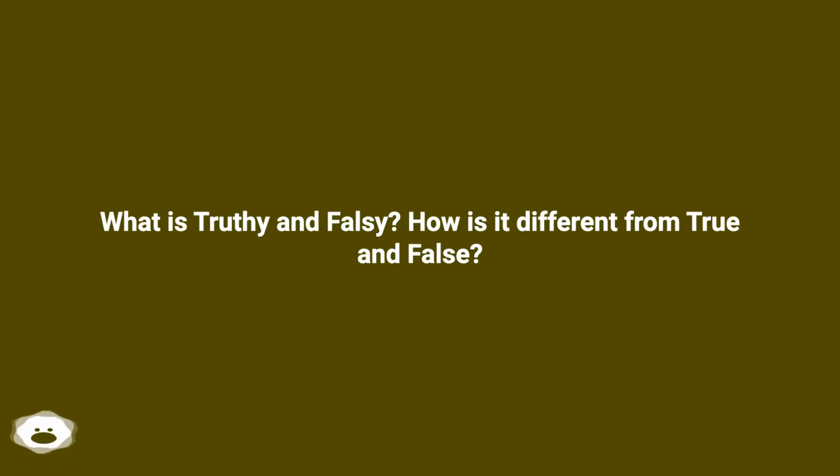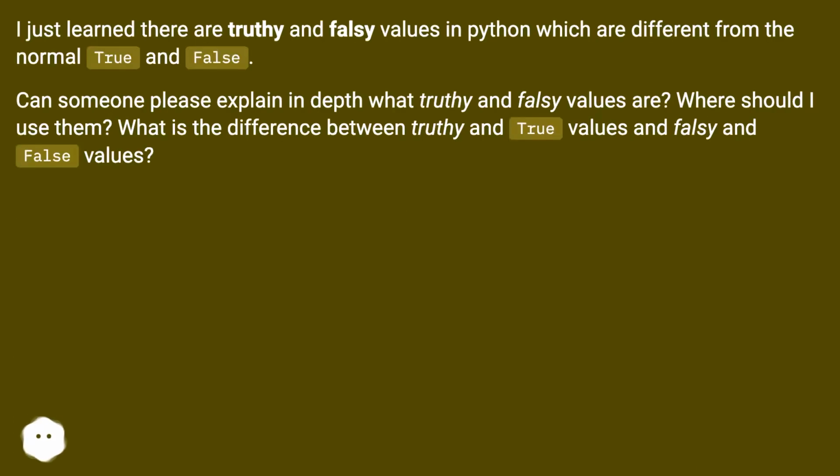What is truthy and falsy? How is it different from true and false? I just learned there are truthy and falsy values in Python which are different from the normal true and false. Can someone please explain in depth what truthy and falsy values are? Where should I use them? What is the difference between truthy and true values and falsy and false values?